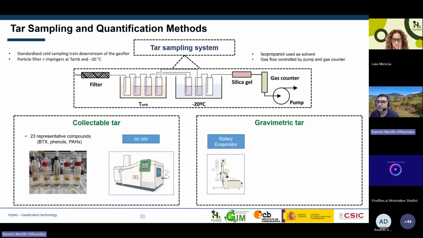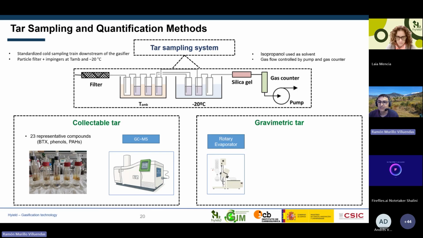Typical sampling times range between 15 to 30 minutes. After each experiment, all condensed liquids collected in the impingers are combined into a single amber bottle. The complete sampling system is then rinsed with isopropanol to ensure full recovery of condensable compounds. The total collected volume is recorded and used for subsequent tar quantification.